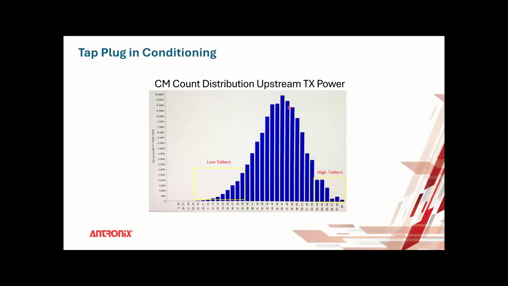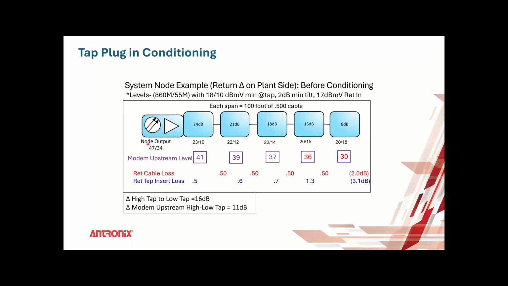This is the quantity of modems in that sweet spot of signal levels, but there are always some modems transmitting very high or some transmitting very low. We can address those cable modems with various types of plugins. If you condition the tap properly, here's an example before conditioning. I have a modem on your node, a cascade of taps. This is the transmit level at each tap, with 870 megahertz, 860 megahertz signal level with an 18 to 10 dBmV tilt.